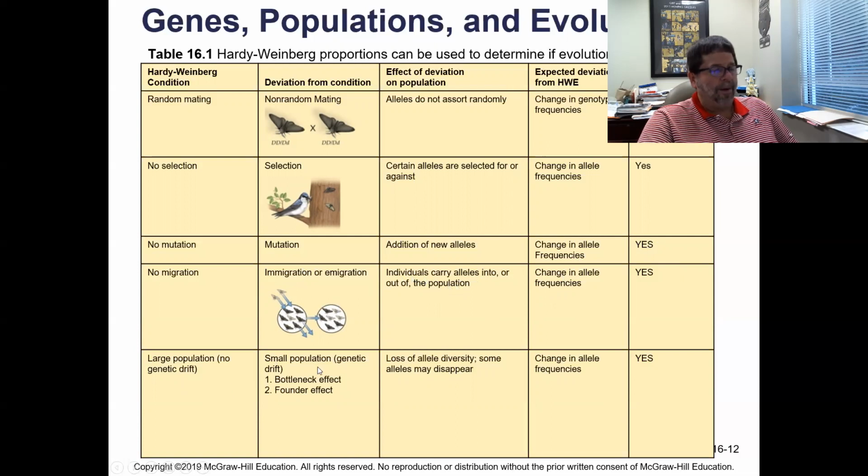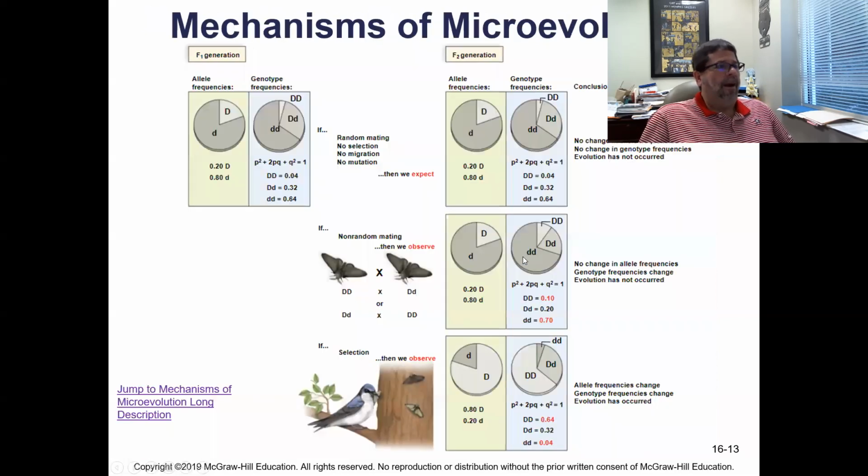But if you have small populations, we're going to look at two famous types of genetic drift, where you lose allele diversity, and some alleles may even disappear, and this can lead to evolution. So these four can, and over time, I was under the impression that non-random mating can, but maybe it doesn't, okay? All right, so let's go back to our pepper moth and take a look again.